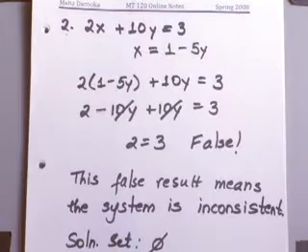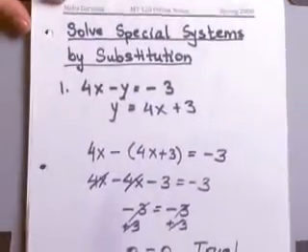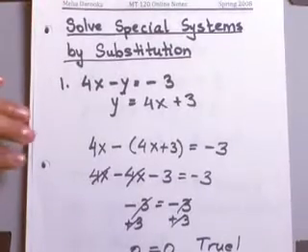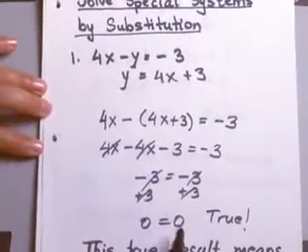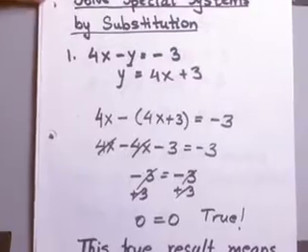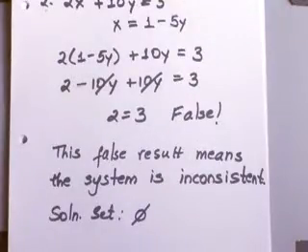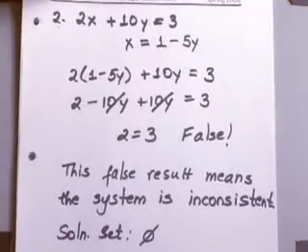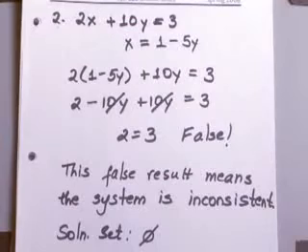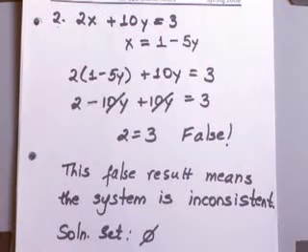So as you can see, when you have your special systems, when you solve by the substitution method, you will either end up with a true statement like we did in the first example, or you may end up with a false statement like we saw in the other one. And if you end up with a true statement, the two lines are the exact same line and you have an infinite number of solutions. If you end up with a false statement, then it's an inconsistent system, the two lines are parallel and you have no solution.